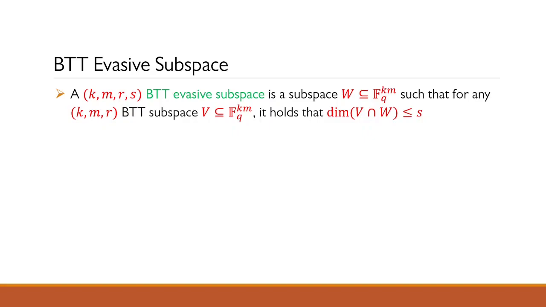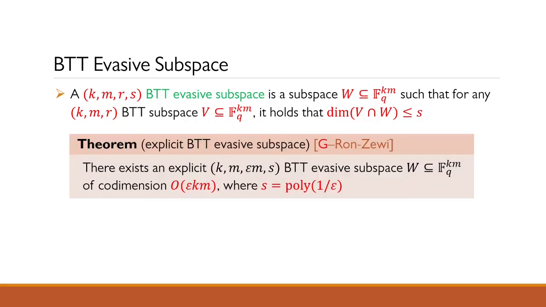Formally, a (k, m, r, s) BTT evasive subspace is a subspace W such that for any (k, m, r) BTT subspace V, the intersection of V and W has dimension at most s. And in our paper, we prove a theorem which gives an explicit construction of a BTT evasive subspace W that satisfies our requirement. In particular, the codimension of W is small, of order epsilon km in an ambient space of dimension km. And the parameter s, which is the upper bound of the dimension of the intersection, is polynomial in 1 over epsilon.